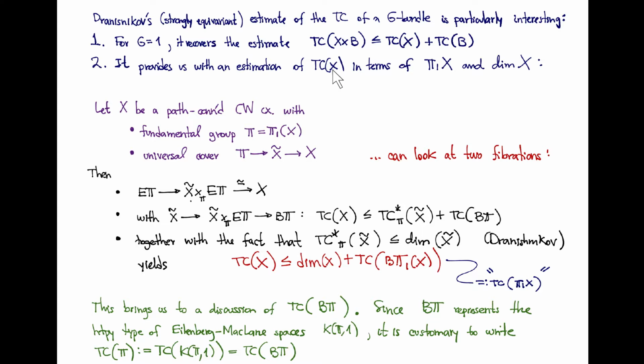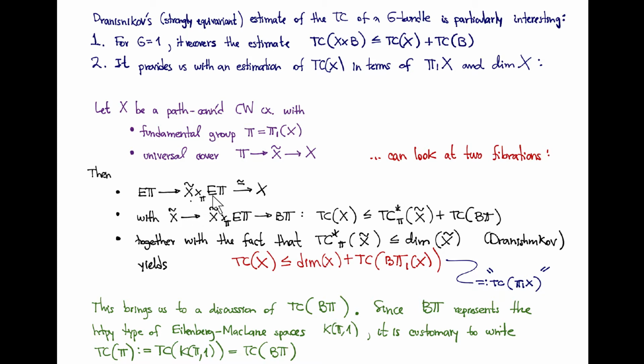upper bounds for the topological complexity of any space in terms of the fundamental group and the dimension of the space. Namely, suppose you have a path-connected CW complex, take pi to be the fundamental group, and take the universal cover. So this group is acting on the universal cover, this is the orbit space, and you have the universal cover. Now we can look at these two fibrations. Both have this Borel construction for the total spaces.